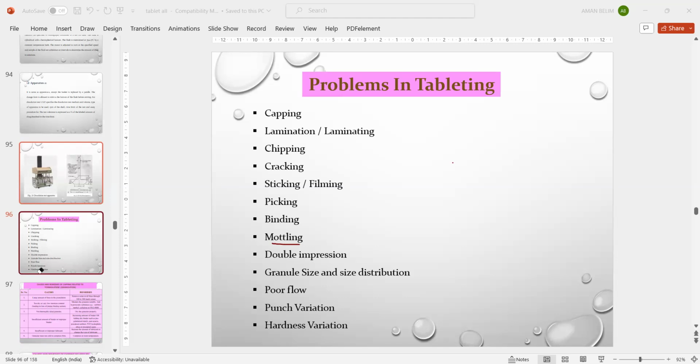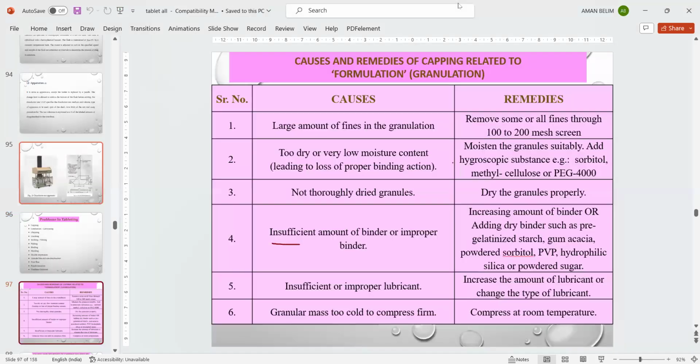Then also, you have to use the proper binder amount. If the binder amount is less, then it also leads to lamination and capping problems. Also, the positioning of the sweep of the blade and the turret speed matter. Higher turret speed is also a reason for that, so you have to optimize your turret speed.